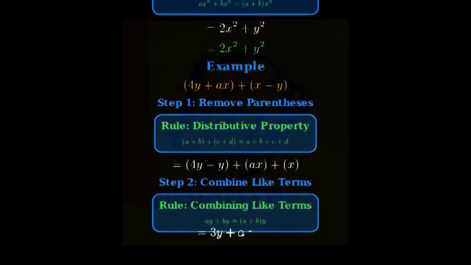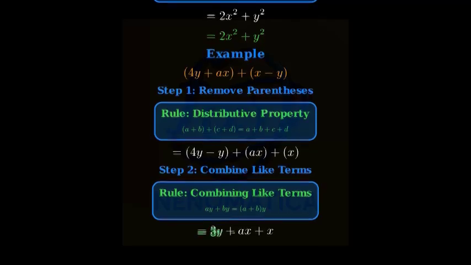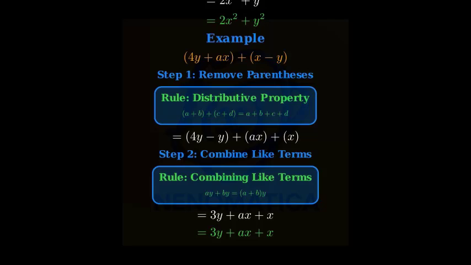We have 4y minus y, which is 3y, and we have ax plus x. Since x has a coefficient of 1, this becomes ax plus x. Therefore, our final answer is 3y plus ax plus x. Finally, let's tackle our third example, which is a bit more complex.